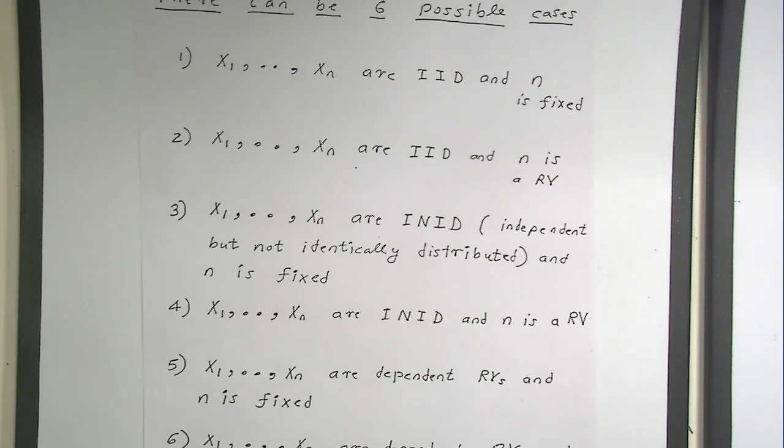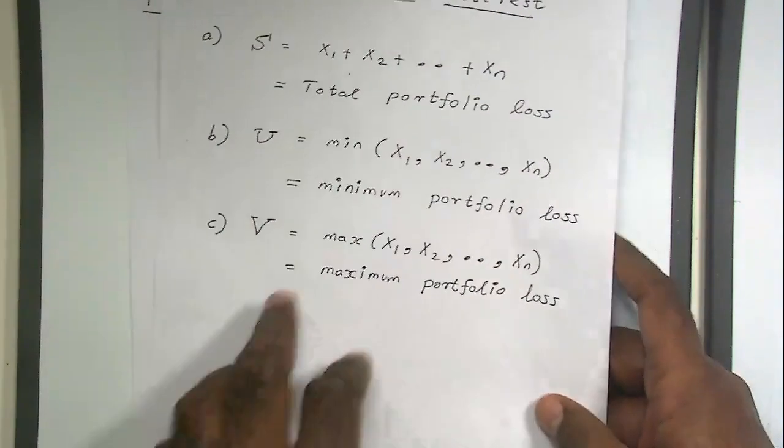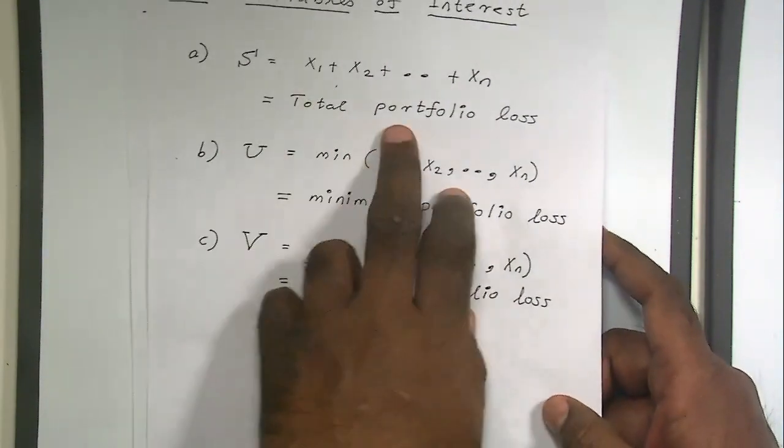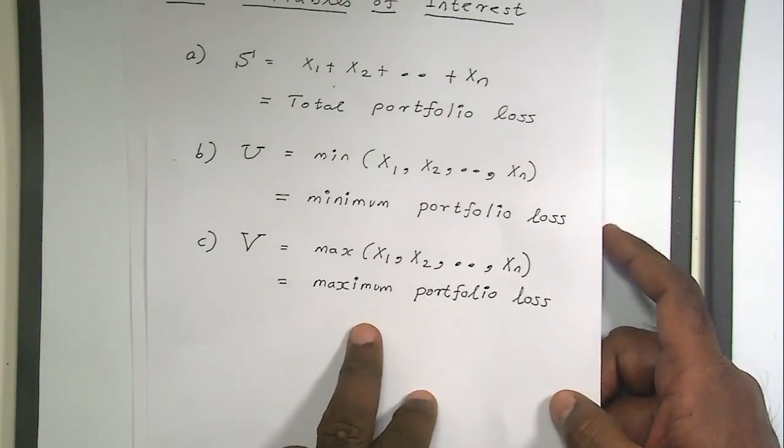So we will start with case number 4, which is where the losses are INID, which means they're independent but not identically distributed, and n is a random variable, right? And then we will move on. Once again, remember there are 3 variables of interest: the total portfolio loss, the minimum portfolio loss, and the maximum portfolio loss, right? Okay, so let's leave it here.